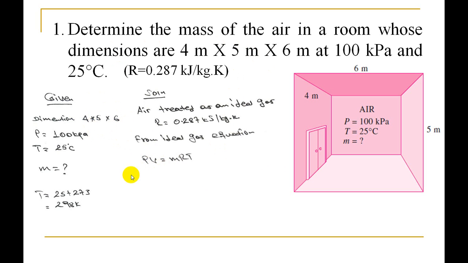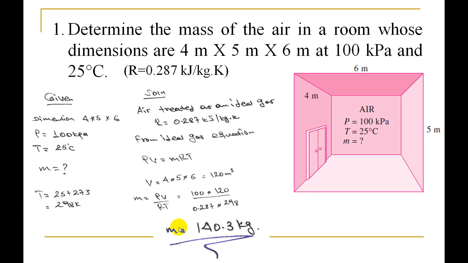So from this dimension we can calculate the volume, and V is equal to 4 times 5 times 6, it's around 120 meter cube. So we have all values, only mass. Then M is equal to, from this relation, PV over RT. Now let's substitute the values. P 100, V 120, R 0.287, and T 298. Then finally we can calculate the mass of the air in this room. M is equal to 140 kilogram.